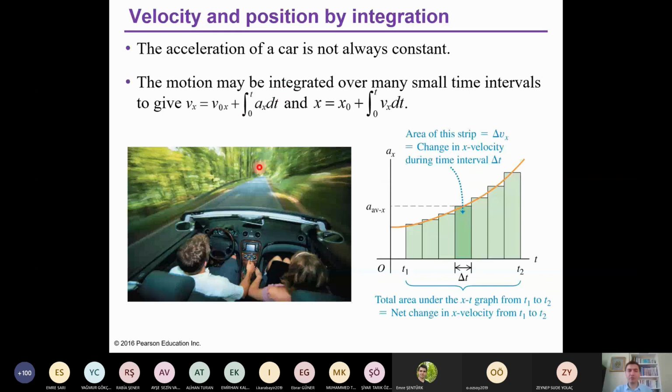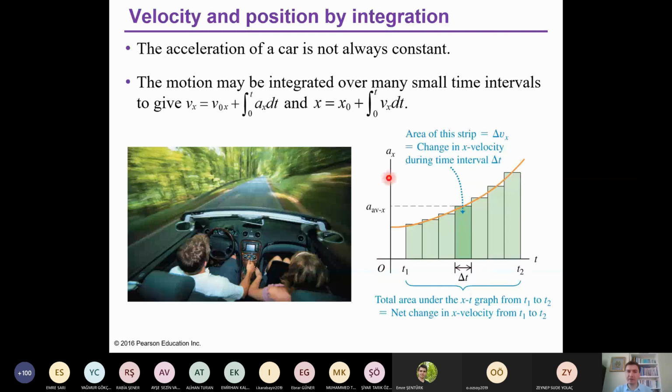Or you would like to calculate the final position of the car. This is equal to the initial position plus the integral from the time t = 0 to the final time of Vx dt. So this is the time integral of Vx. This is the time axis from 0 to a certain time, and here we have acceleration.